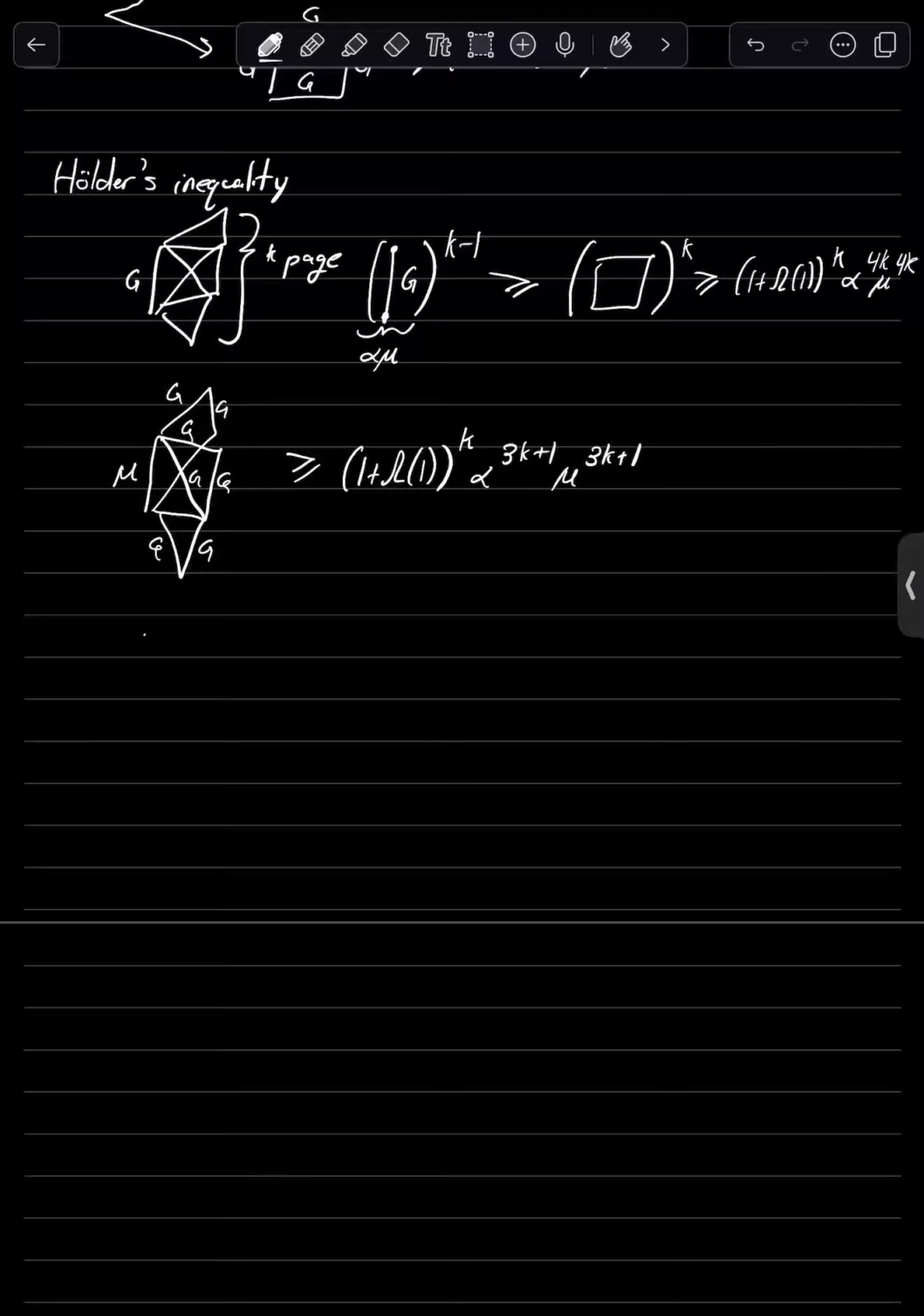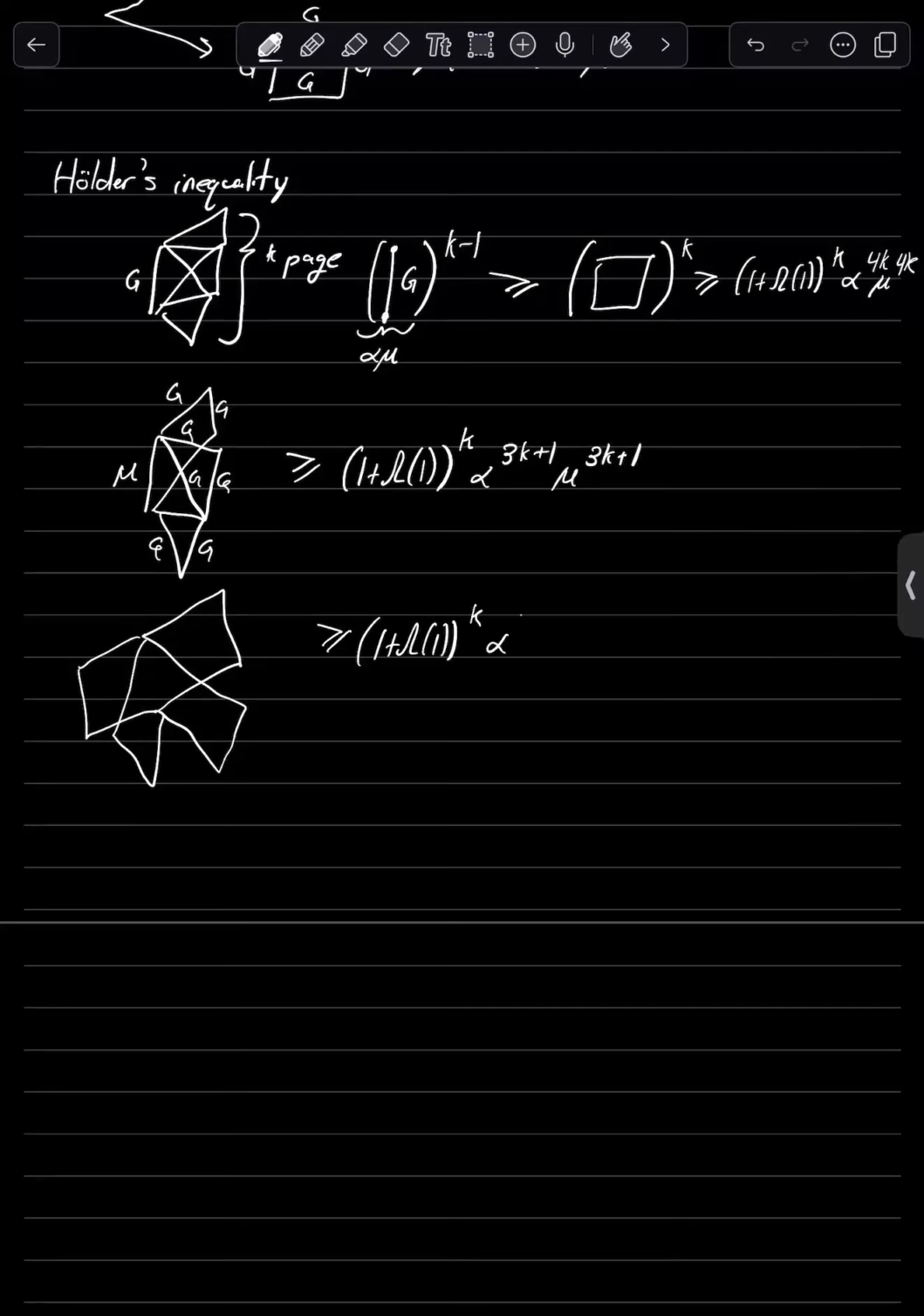And if you rearrange that, what you get is instead this graph. I've deleted this one edge, and there are K of these pages coming off. This is bigger than (1 plus omega 1) to the K, alpha to the 3K plus 1, mu to the 3K. So there are 3K edges, and it looks like this.